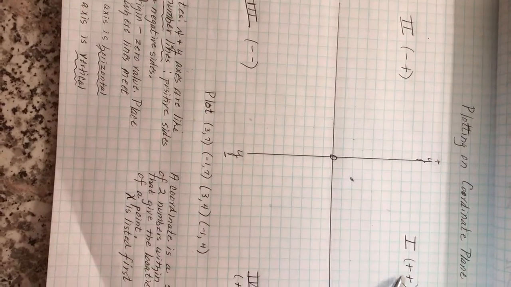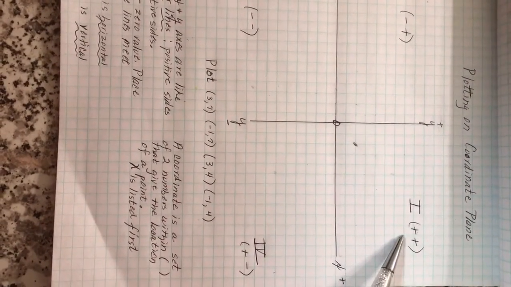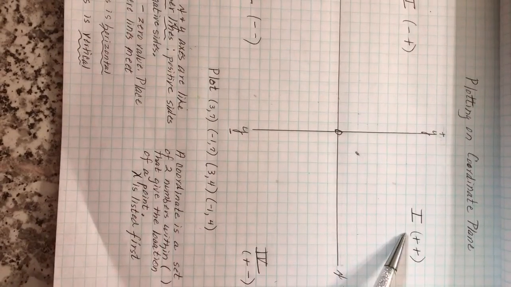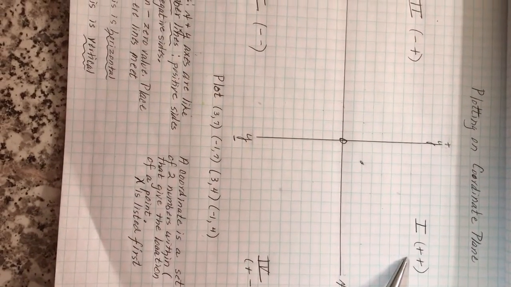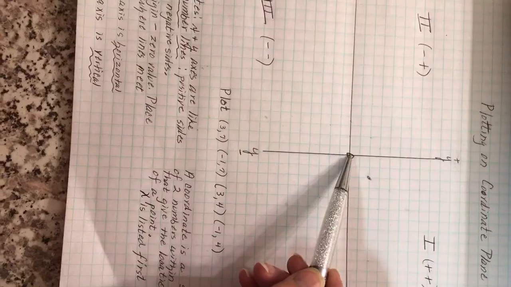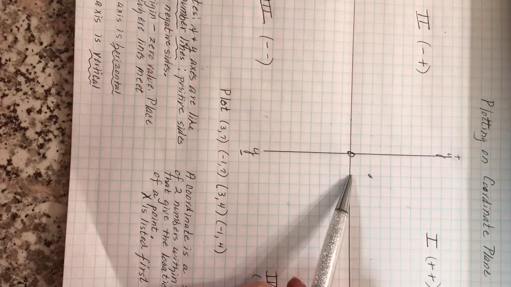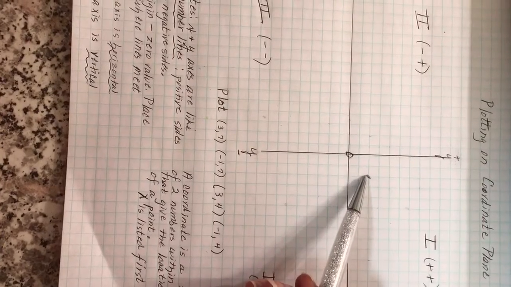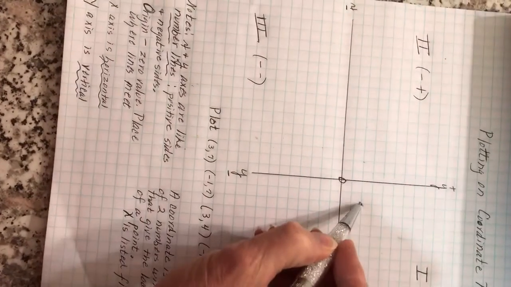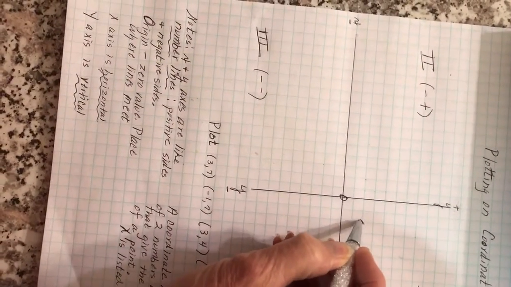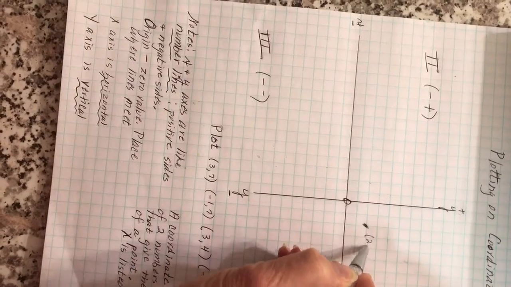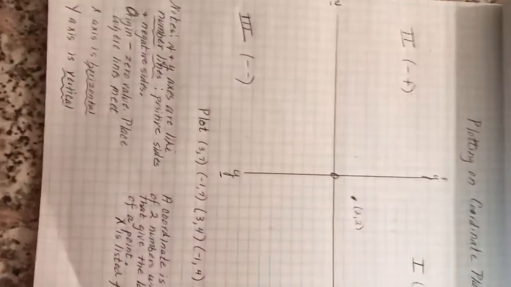So we're going to have 2 positive numbers, okay, 2 x and 2 y. X is always first. Let's count from the origin. 1, 2, and then up. 1, 2. Oh, there was a dot there already. So that is our coordinate (2, 2). Okay?